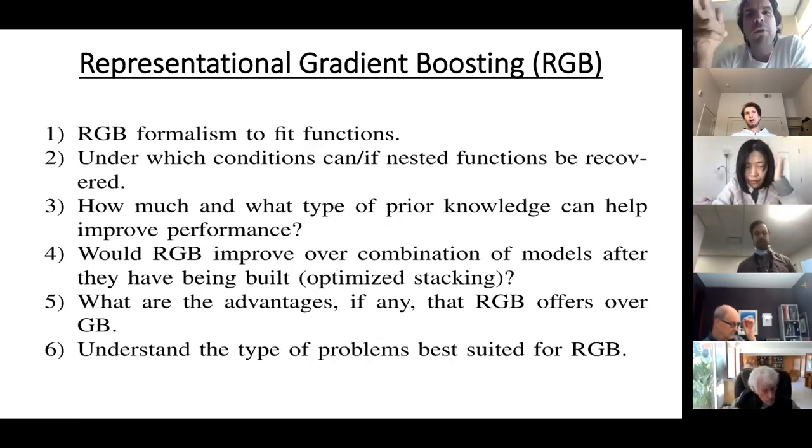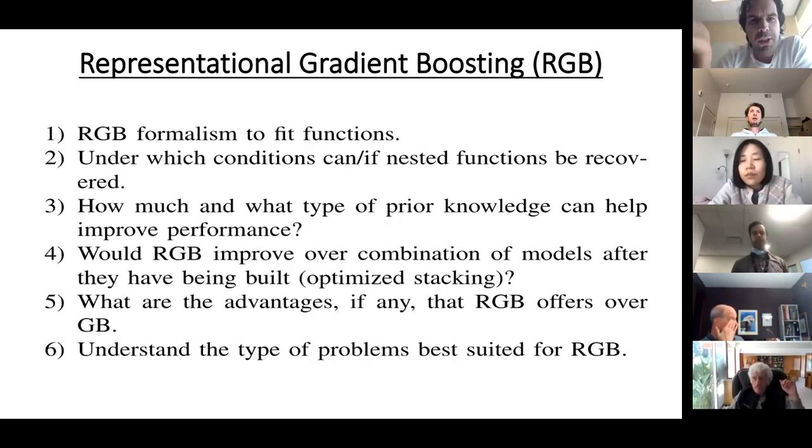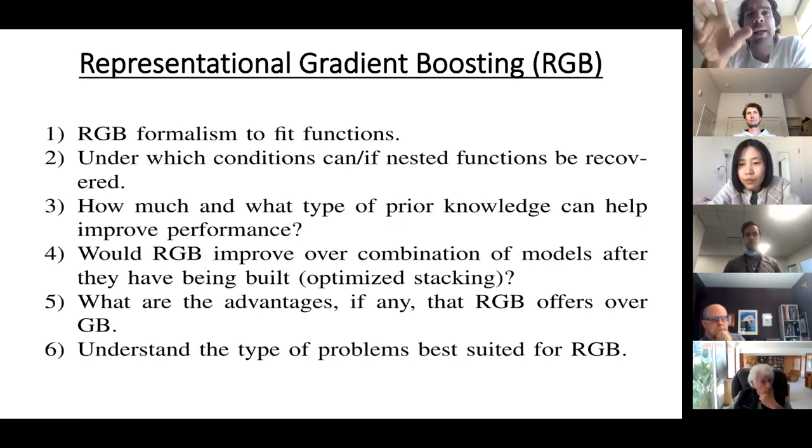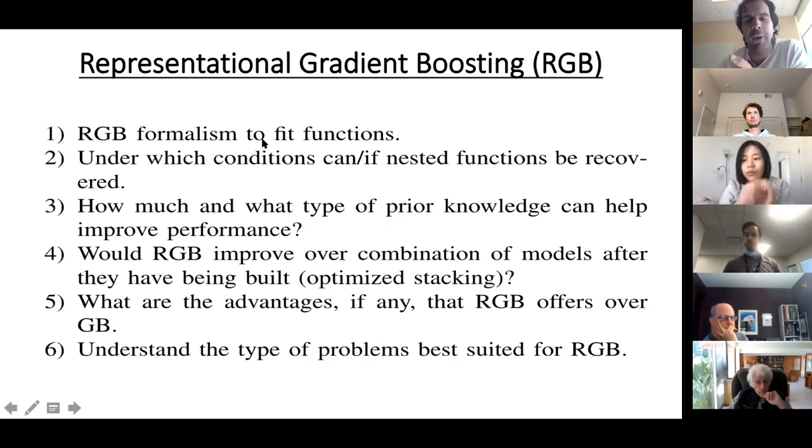Now, there are three ways to create a new algorithm in machine learning: either a new loss function, a new class of functions, or a new optimization method. I guess representational gradient boosting has two. It has a new class of functions, and that class of functions invokes a specific optimization algorithm, which is backpropagation in the space of functions. I'm going to try to cover all of that, and that will be the formalism.